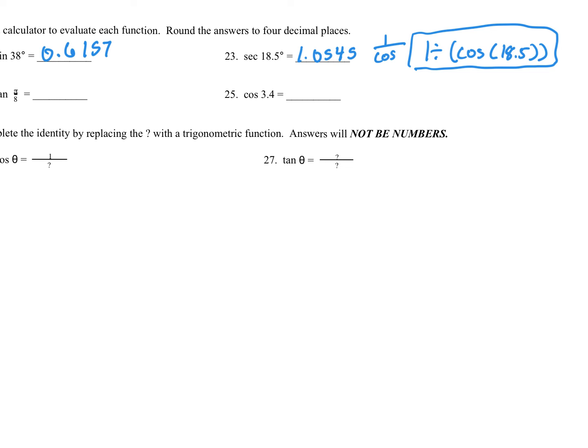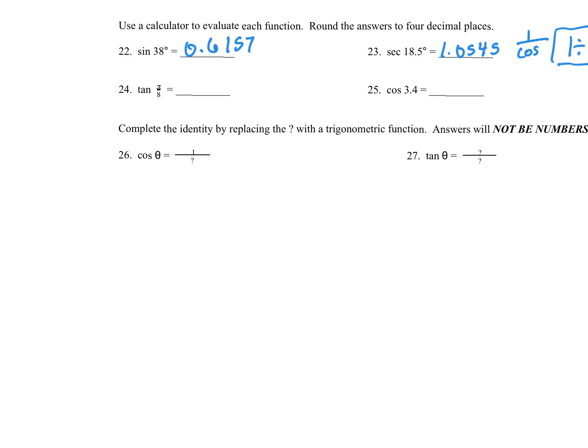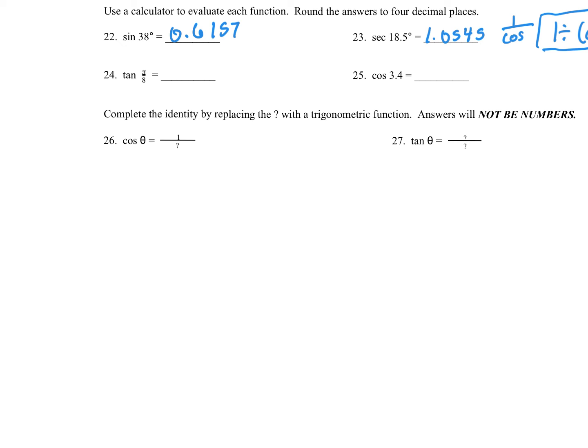So I'm going to double check my answer, just make sure I have that, and it is. Next, now I'm working with radians, so I'm going to change it to radians on my calculator. That's important. So then tangent, and put in pi divided by 8. That gives me 0.4142. Next one is cosine 3.4. That is in radians, and that is negative 0.9668.